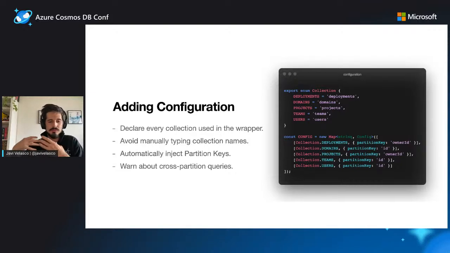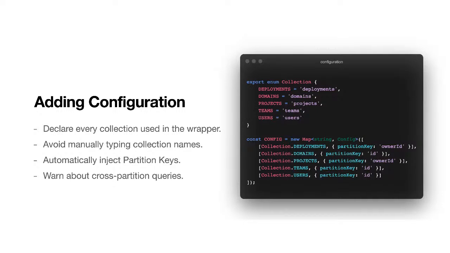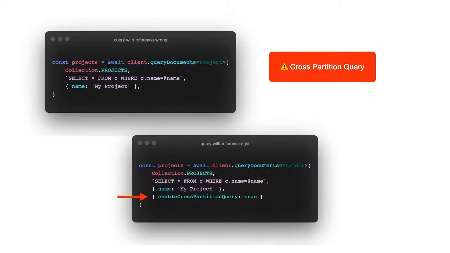This enabled us to do very interesting things aside from injecting the partition keys automatically. In the snippets, you can see how we are just enumerating collections. We're going to be referencing later those collections rather than hard coding the strings, and we can define their partitions. In the case where we have a configuration object like this, and we are running a cross-partition query through a helper, what is going to happen is that we can analyze the query, and we can see if the partition key is actually being included in the query.